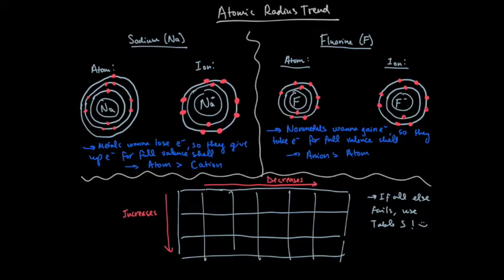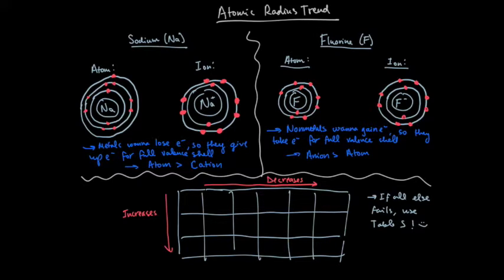And if all else fails, and you're still unsure how these trends go, use Table S. It gives you the exact values of the atomic radius of each element. And if not that, just remember the key ideas that atoms are bigger than cations and anions are bigger than the atoms.